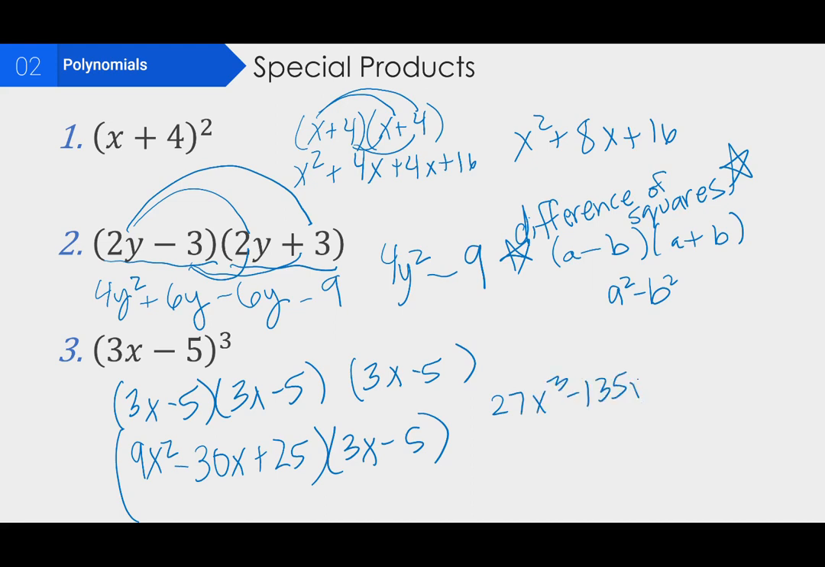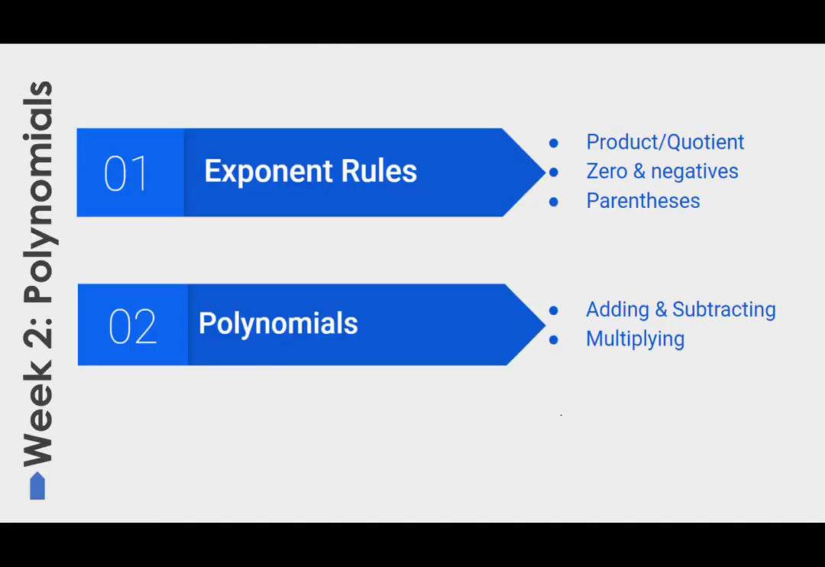Ooh, you can even try the box method on this one. That'd be fun. Super distribution. Can't FOIL that. There's too many terms in the first one. But that's the answer you should get. You can check your answer. See how it goes. But that is the end of your polynomial videos.